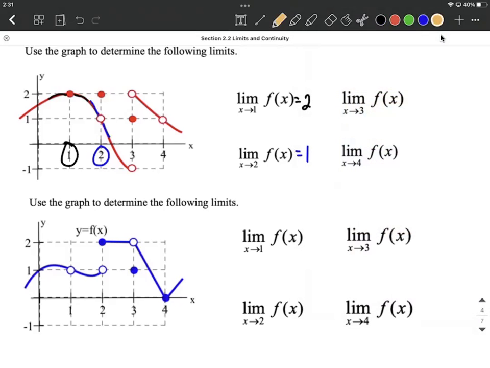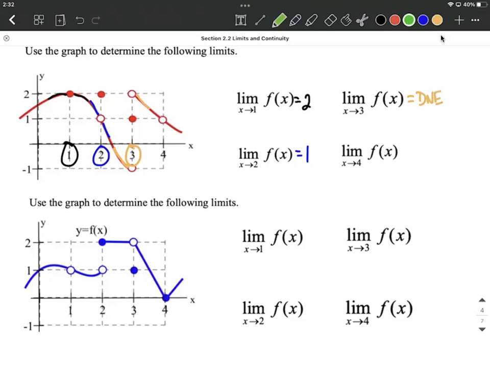Next, let's take a look at the limit as x approaches 3. Now on the left-hand side, it looks like we're getting close to -1 for a y value. The right-hand side, we're getting close to +2. So in this case, we can say this does not exist.